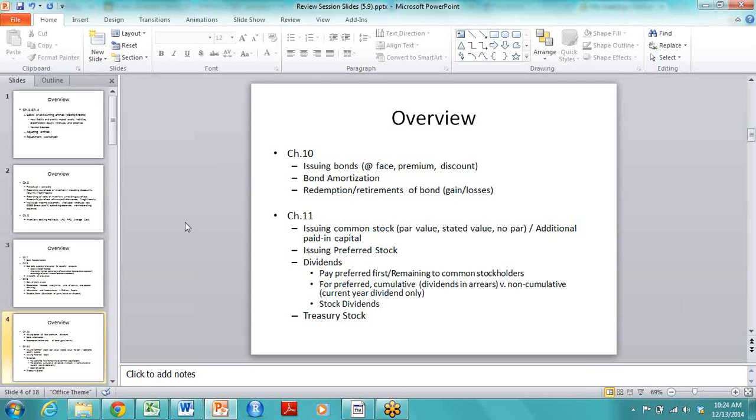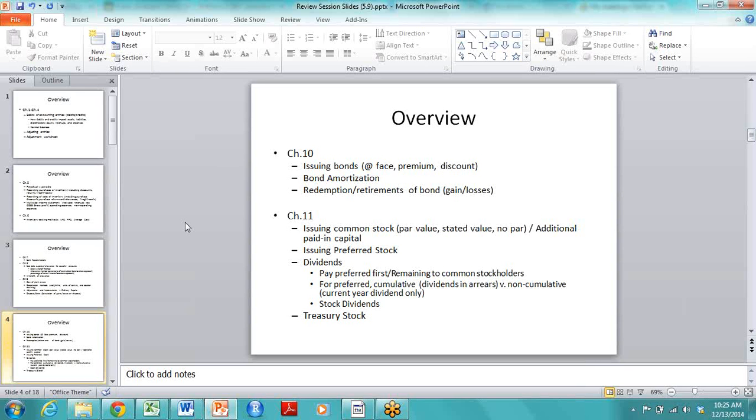Also, bond amortization, and one of the problems on the sample exam that I posted actually had an effective interest method problem on there. I think it's problem number 2. You don't need to know how to calculate that for the exam, so ignore that problem for that purpose because it's not going to be covered on the exam.